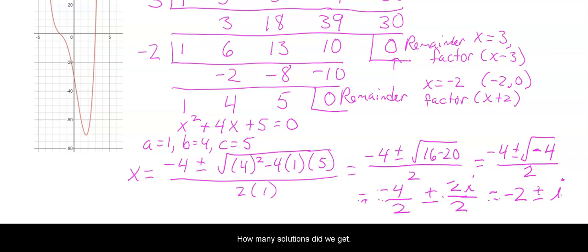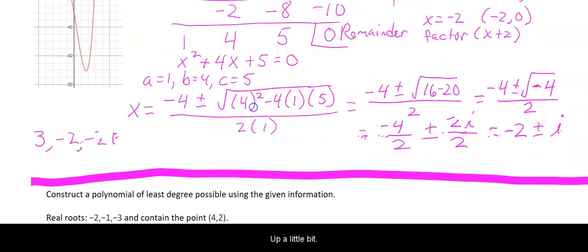This would reduce to negative 2 plus or minus i. How many solutions did we get? We got 4. We got negative 2, negative 2 plus i, and negative 2 minus i. Those are our 4 solutions.